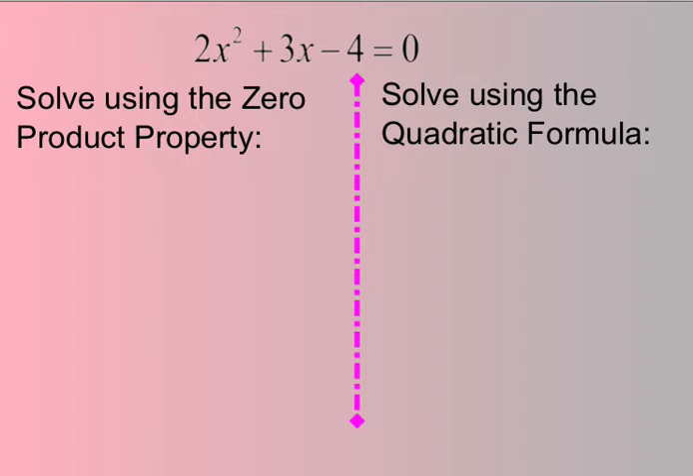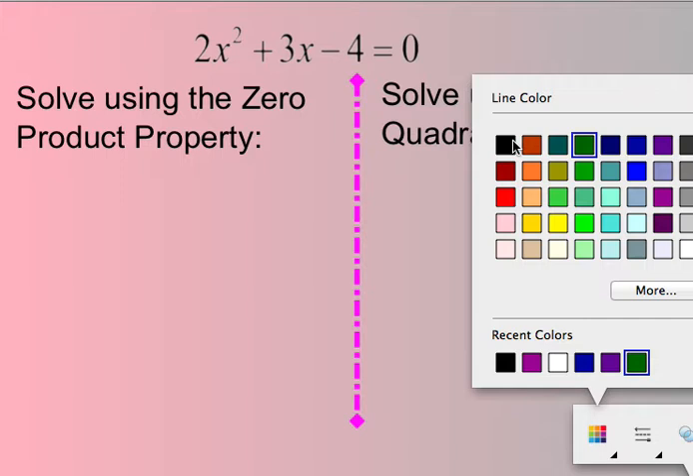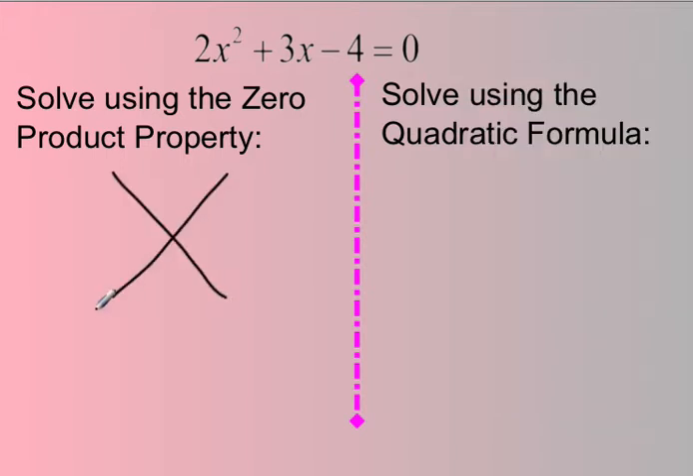So let's take a look at number 4, solving that using the zero product property. So first I'm going to set up my x. So I'm multiplying to negative 12 and adding to 3.